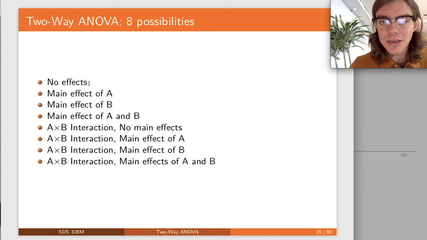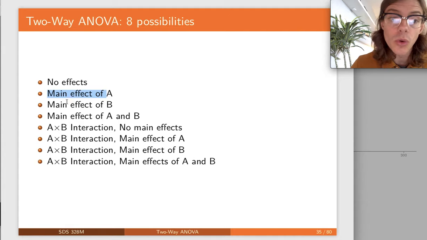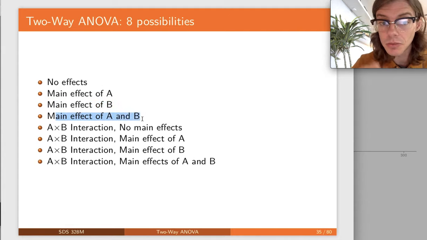Maybe nothing is significant. So maybe there's no effect of factor A, no effect of factor B, no interaction, right? It happens. That's life. It happens a lot. Maybe you just have a main effect of factor A or a main effect of factor B. Maybe you have a main effect of both factor A and factor B, but no interaction. Maybe you have a significant interaction and no main effects. So no effect of factor A, no effect of factor B, but there's an interaction. That one's really cool. Maybe you have an interaction with the main effect of A. Maybe you have an interaction with the main effect of B. Maybe you have an interaction and both main effects are significant.